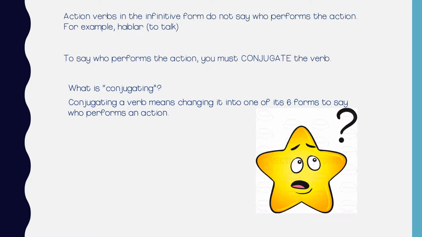Action verbs in the infinitive form don't say who is performing the action. For example, hablar, to talk. It doesn't tell us who is talking. In order to state who is performing the action, we need to conjugate the verb. Conjugating a verb means we change it into one of its 6 forms to say who is performing the action.